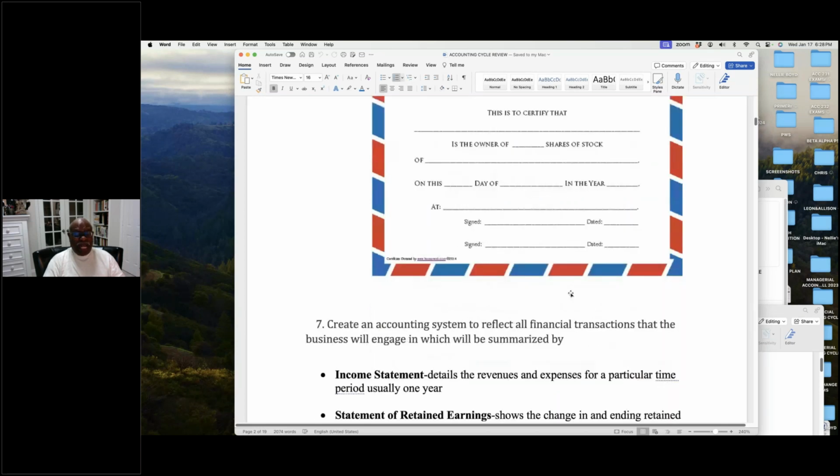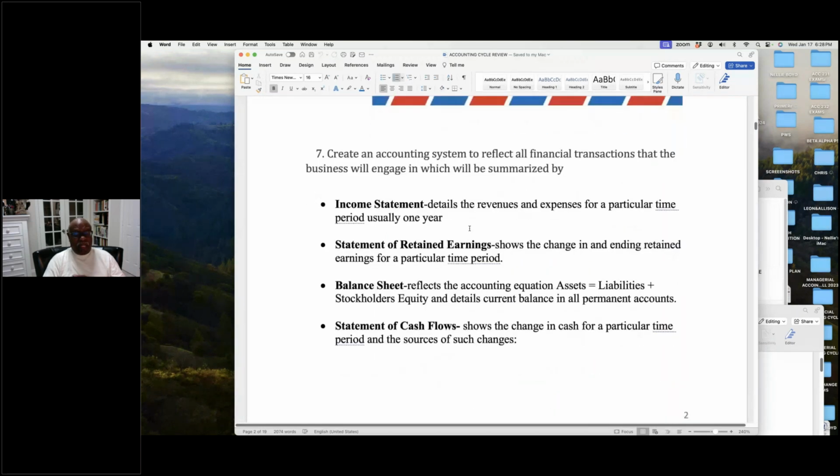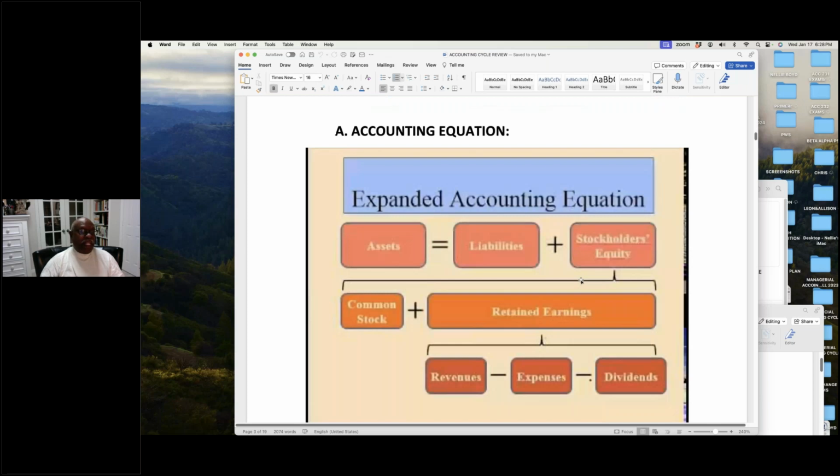And then you would create a system so that you could get these financial statements prepared to understand what your company was doing. So that's what we have to do. So how do we get that done?